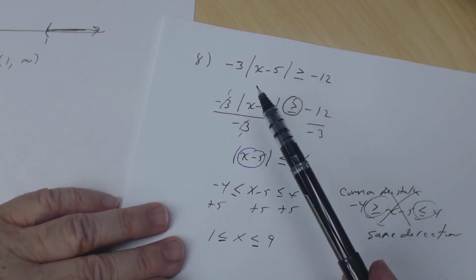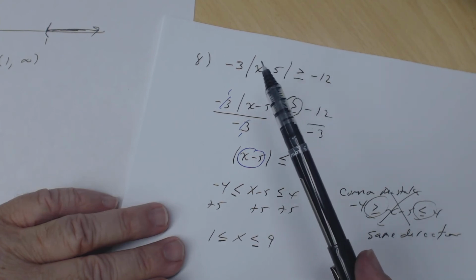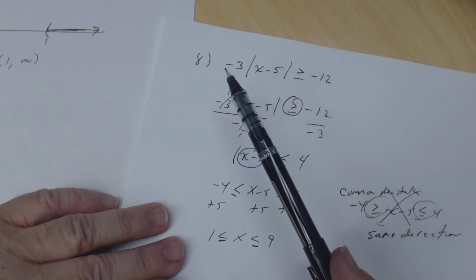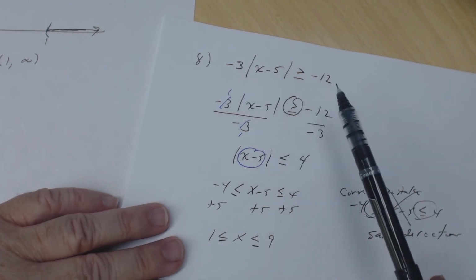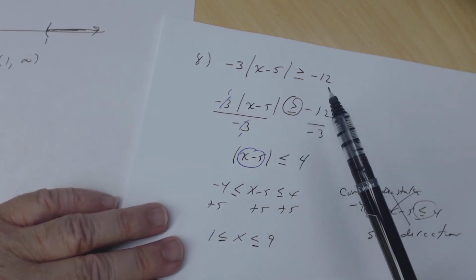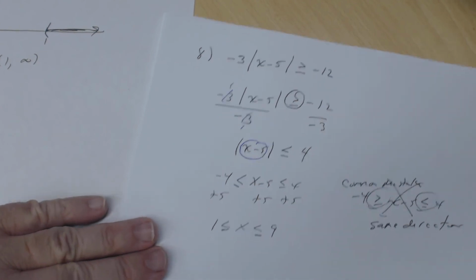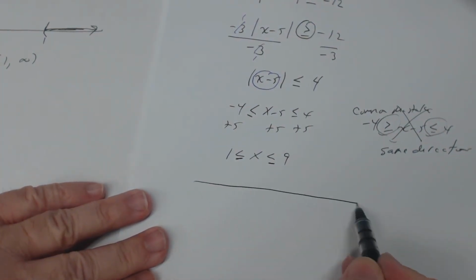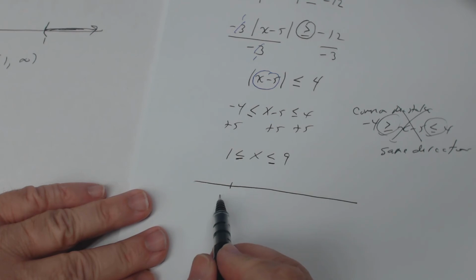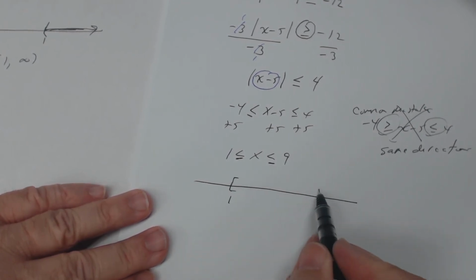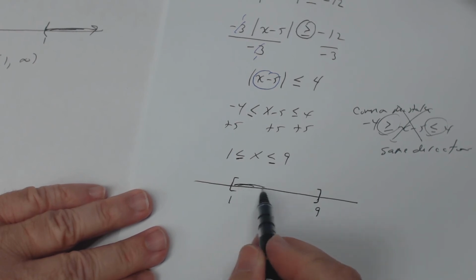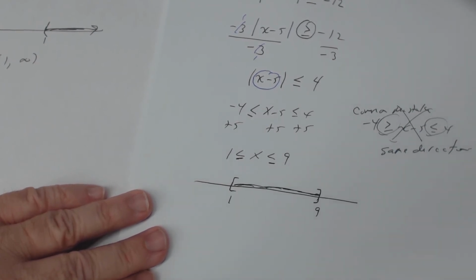Let's look at 9. 9 minus 5 is 4. The absolute value of 4 is 4. 4 times negative 3 is negative 12. Is a negative 12 bigger than or equal to negative 12? Yes, it's equal to it. All right, so those are your solutions. In terms of the graph, remember you always go from smallest to largest. So here's 1, here's 9, bracket, bracket, everything between.